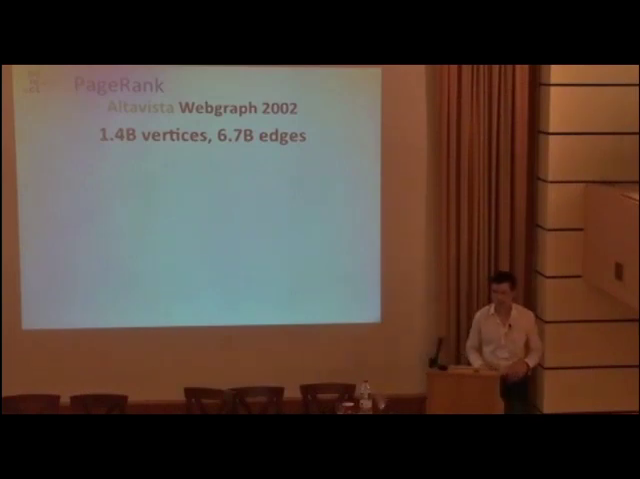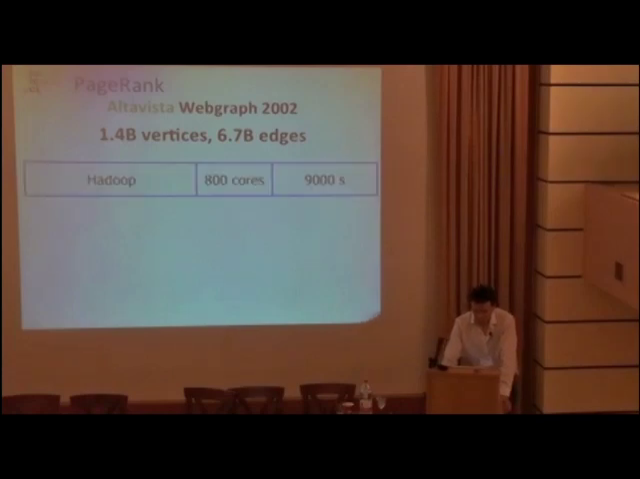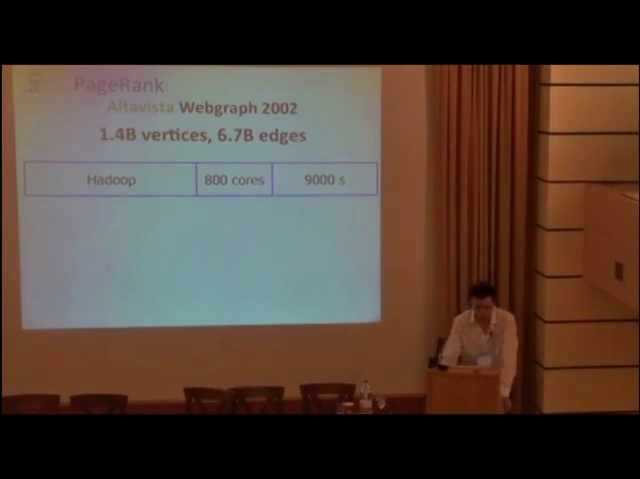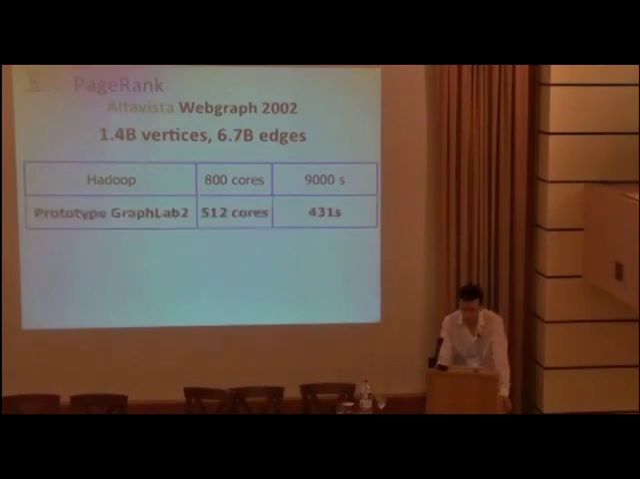It has 1.4 billion vertices and 6.7 billion edges. A couple of people have worked with Hadoop on this type of data, including a graph computation overlay on Hadoop called Pegasus, which took about 9,000 seconds to compute on 800 cores. Using GraphLab 2, we can get about 400 seconds on close to half of those cores.